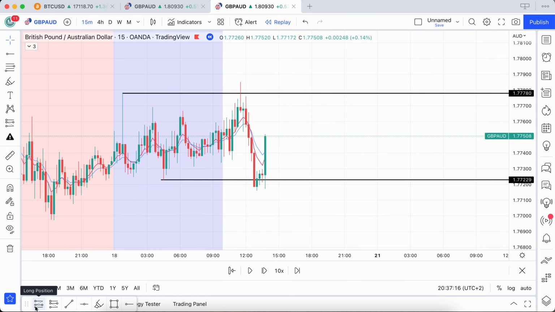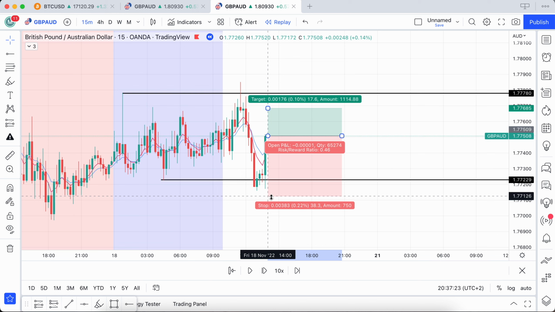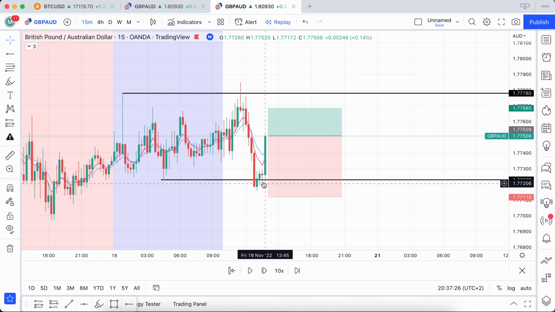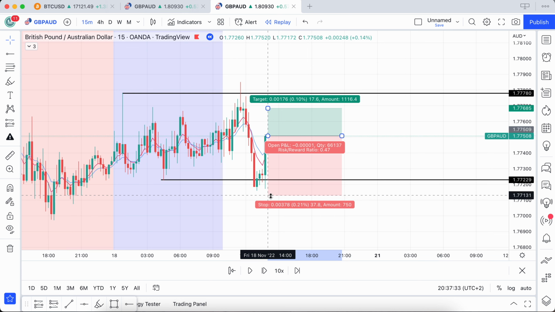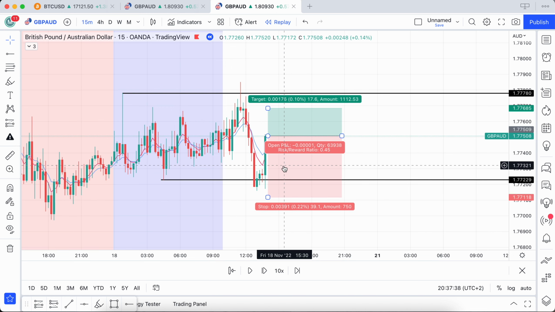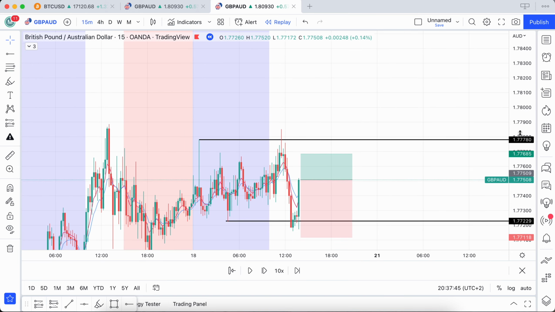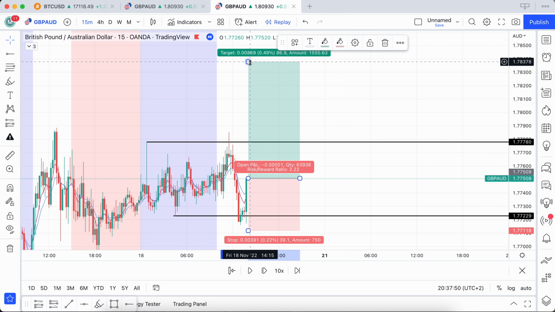So you click on long position, your entry point will be right here. Your stop loss always goes just a bit below your entry candle. I usually don't count in pips, I just do it visually, just a bit below, like that. So it's a pretty good stop loss, as you can see, 39 pips, which is a fairly decent amount of pips. And then your take profit will always be, as you remember, 3 to 1.